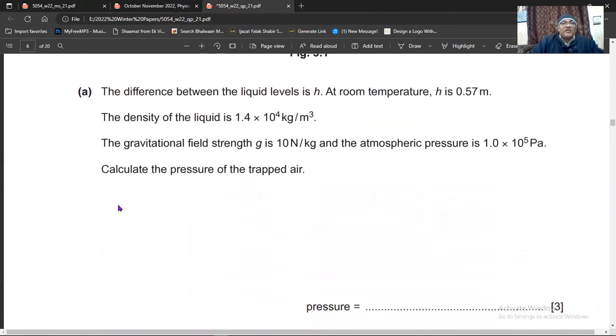They say the difference between the liquid levels, H, at room temperature is 0.57 meter. The density of the liquid is 1.4 × 10^4 kg per meter cube. The gravitational field strength g is 10 newton per kg, and the atmospheric pressure is 1 × 10^5 pascal. Calculate the pressure of the trapped air.